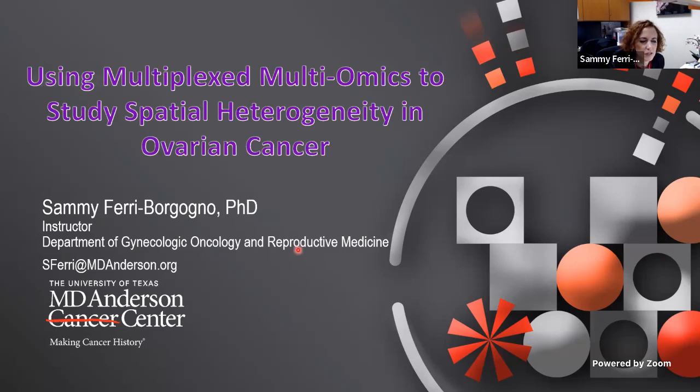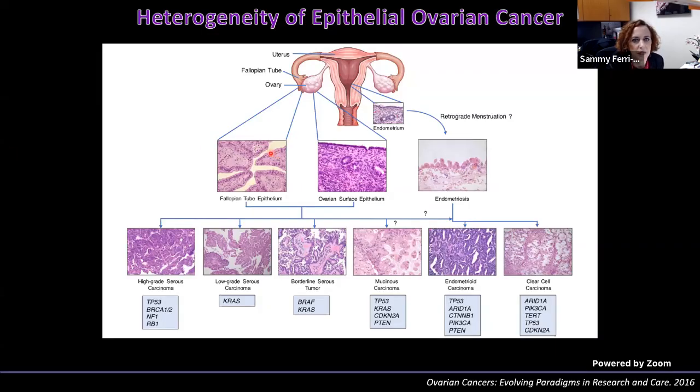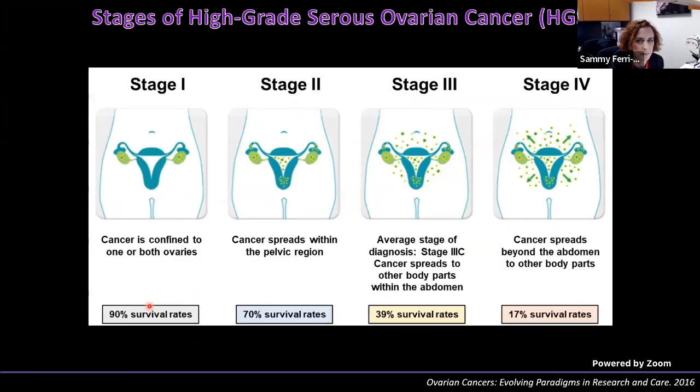Just a brief introduction for those who are not very familiar with ovarian cancer. Epithelial ovarian cancer can be divided into multiple histological subtypes, which are believed to be derived from either the fallopian tube epithelium or from the ovarian surface epithelium, and have, as you can see, different gene mutational patterns. The most common subtype, and the one that I will be focusing on today, is high-grade serous carcinoma.